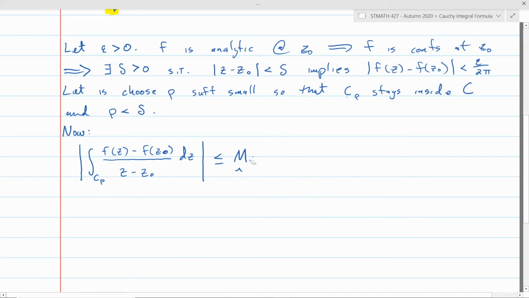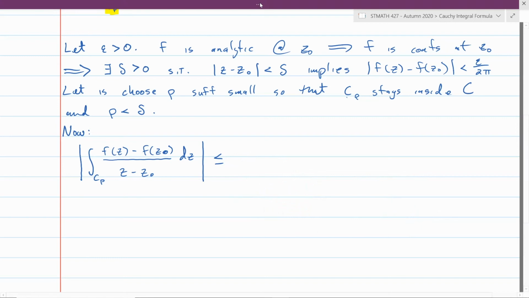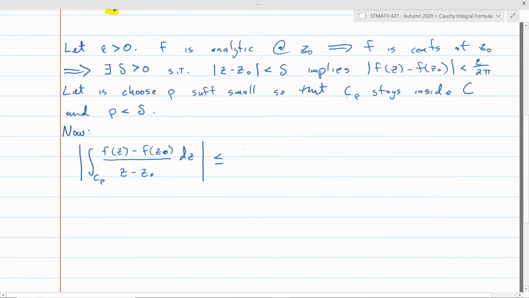I just want to give you a little scratch work version of it and let you know where we're going with it. So that integral is less than or equal to, okay, the bound on the function is going to be epsilon over 2 pi. So that's the numerator. And then the denominator is exactly equal to rho, so I'll just put rho there, times the length, which is 2 pi rho. And of course, when you multiply all that out, it comes out to epsilon.